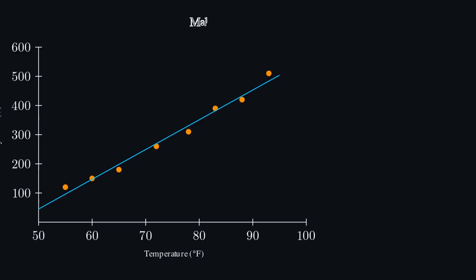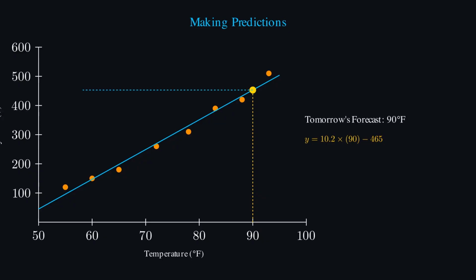Now that we have our optimal line, we can finally do some machine learning predictions. Let's say tomorrow's forecast is 90 degrees Fahrenheit. We plug 90 in as our x. 10.2 times 90 minus our intercept of 465 gives us 453. Looking at the graph, if we trace 90 degrees up to our line and across to the sales axis, it aligns perfectly. We can confidently predict we will make around $453 in sales tomorrow.